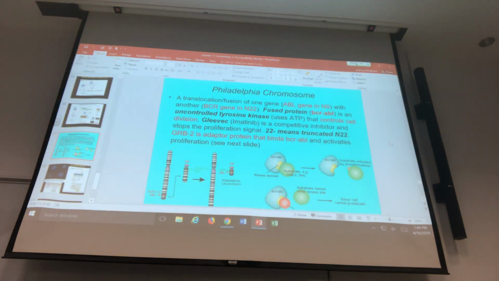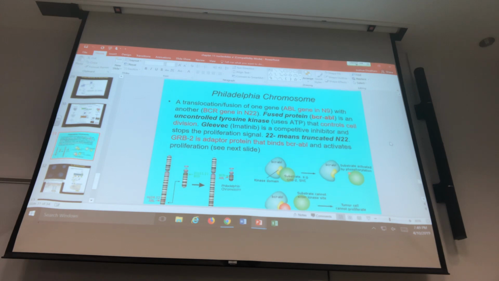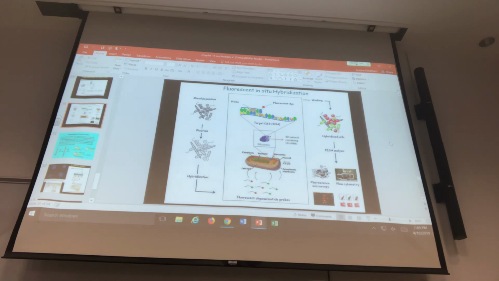Philadelphia chromosome. Yes, question. So for the FISH, what's the purpose of that? Just to see if there's a mutation? So it won't be asked about in detail, but lab-wise, what it is, fluorescent in situ hybridization, which is called FISH. It's a little bit more general than that. The way it's applied is to find mutations in DNA samples.